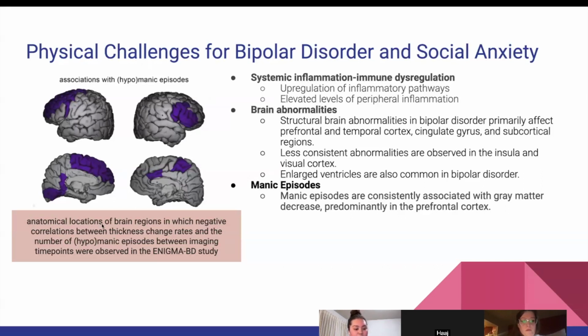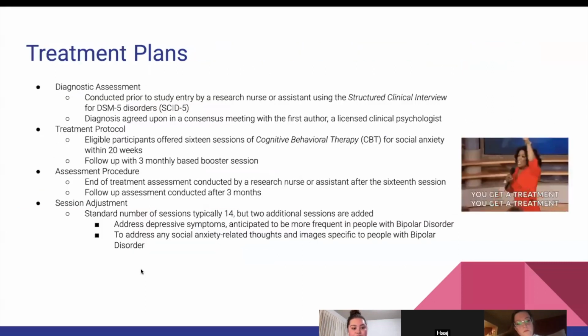These are the anatomical locations of the brain regions in which negative correlations between thickness change rates and the number of hypomanic episodes between imaging time points were observed in the Enigma bipolar disorder study. We have some treatment plans for people experiencing and going through bipolar disorder and social anxiety disorder.